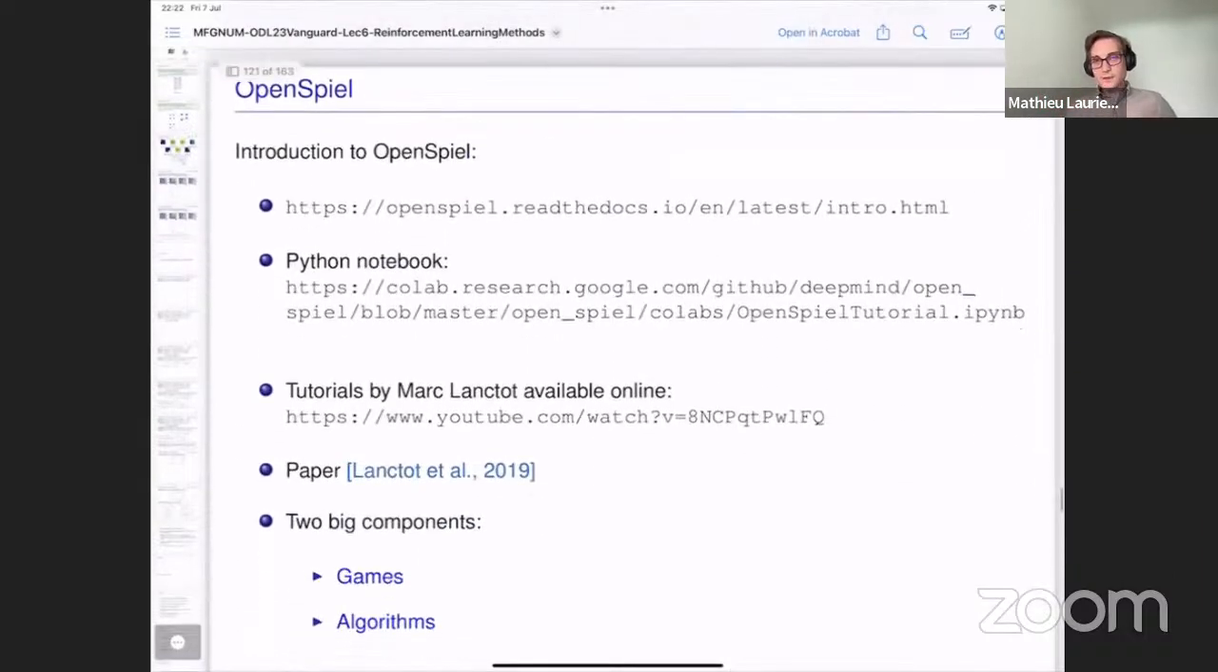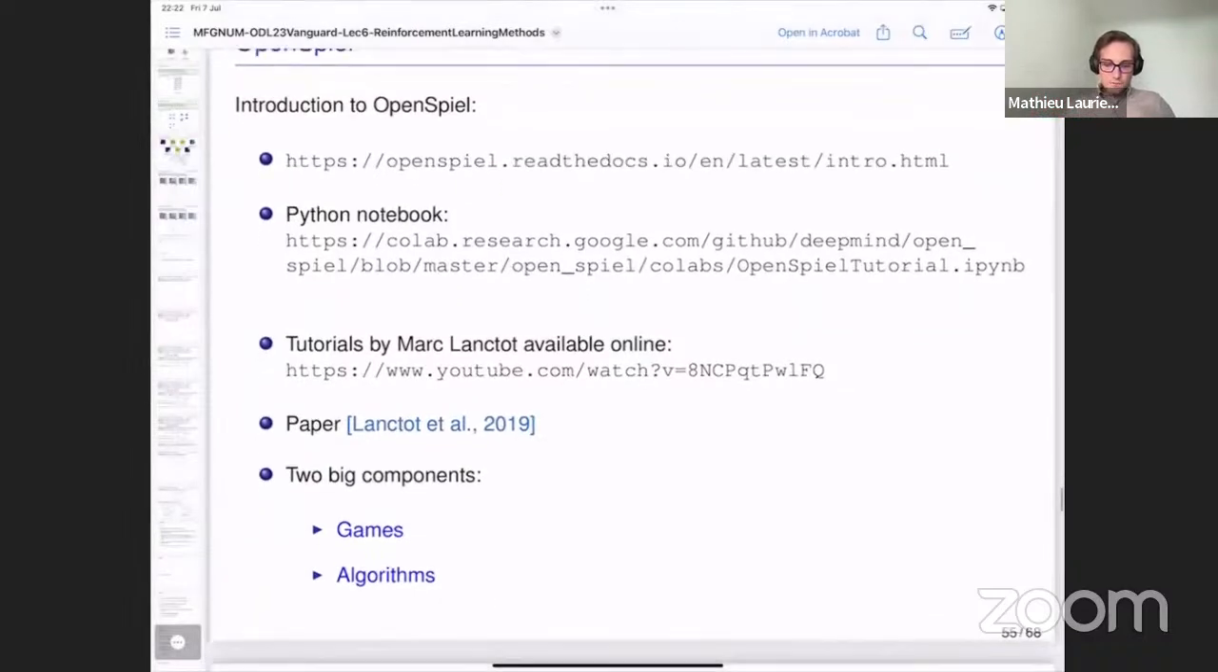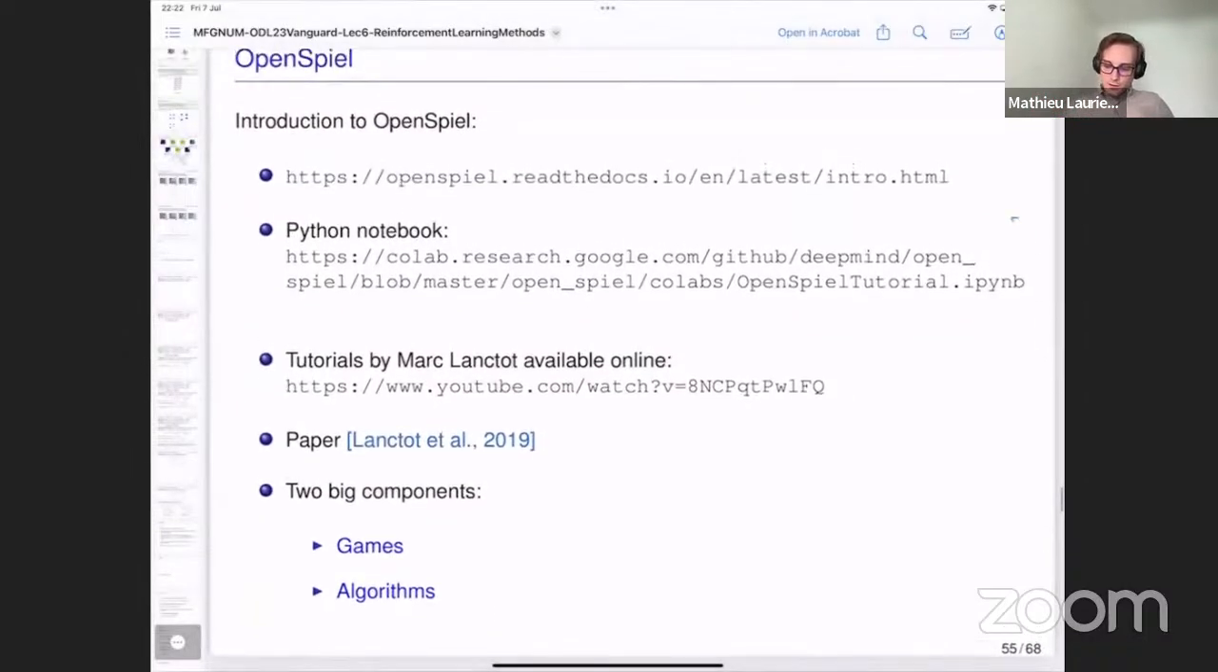The price to pay is, of course, you have to get into this library and understand the logic. So let me try to explain. First of all, there is a documentation. There is a Python notebook to explain the basics of OpenSpiel for general games, which cover games with partial information and very complicated structures. And we don't need all of that for mean field games. It will be in some sense simpler. Very nice tutorial by Marc Lanctot, and also a paper.